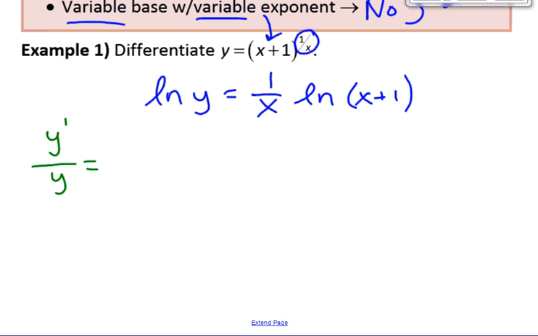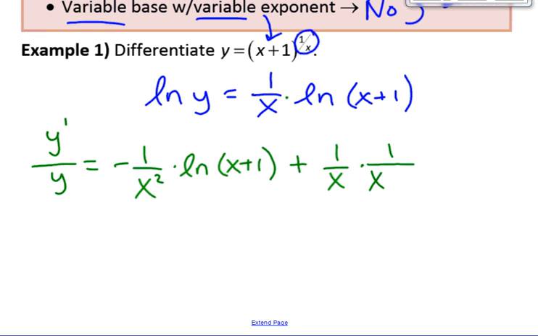And now over here we do have a product, and you can approach this as a product rule, or you can approach it as a quotient rule. It doesn't matter. I'm going to do product. Now remember we're taking the derivative here. The derivative of 1 over x, which is x to the negative 1, is negative 1 over x squared, times the second the same, plus the first times the derivative of natural log of x plus 1, which is 1 over x plus 1.